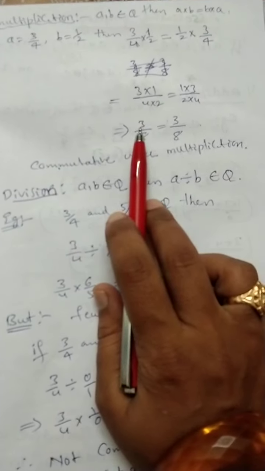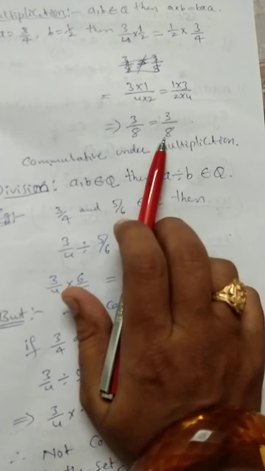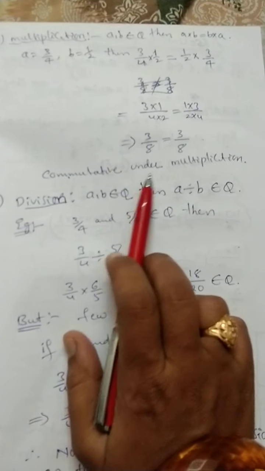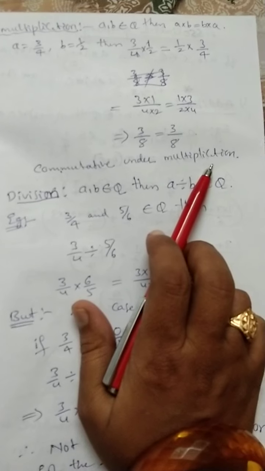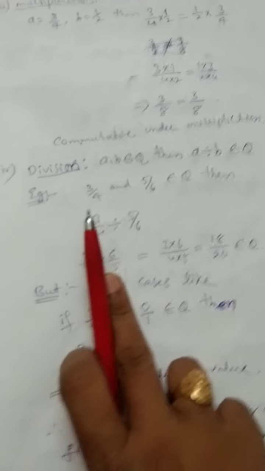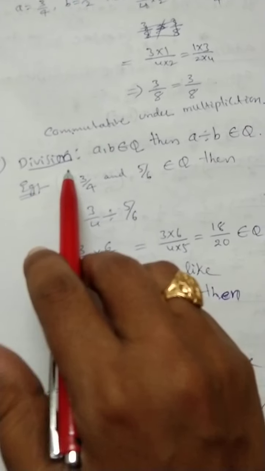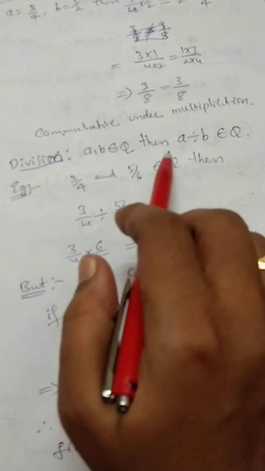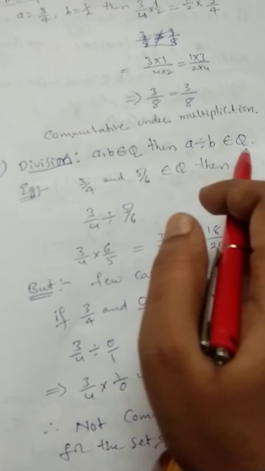So LHS is equal to RHS. 3 by 8 is equal to 3 by 8. So commutative under multiplication for the set of rational numbers. Okay, next, division operation. If a, b belong to Q, then a divided by b belongs to Q.